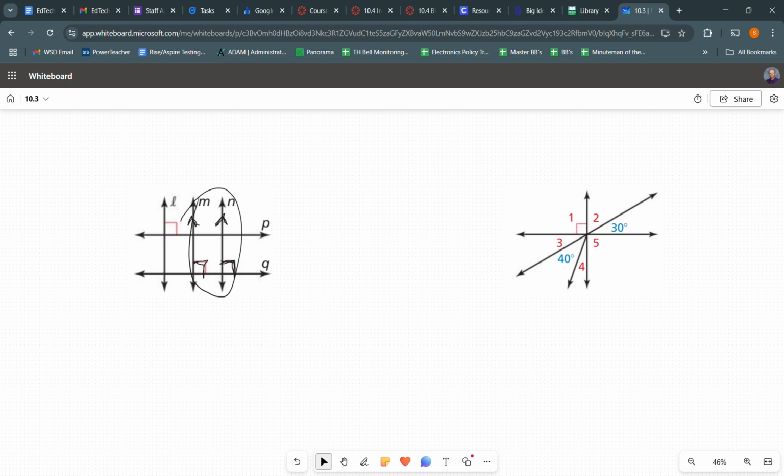In the question over here on the right, we're supposed to determine the measure of all of the angles. Some of them are given. This one, for example, is 90 degrees because of that symbol. And then we have these two that are given to us. And the rest of them, we're supposed to use some facts of angles.